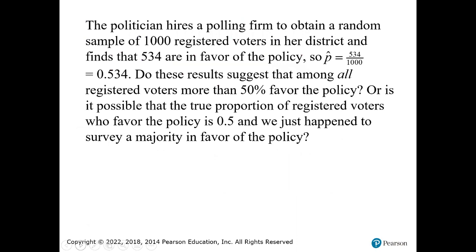So let's pretend the politician hires a polling firm to obtain a random sample of 1,000 registered voters in her district and finds that 534 are in favor of the policy. So that means our p-hat, or our sample proportion, is 534 out of 1,000, or 0.534. Do these results suggest that among all registered voters, more than 50% favor the policy?